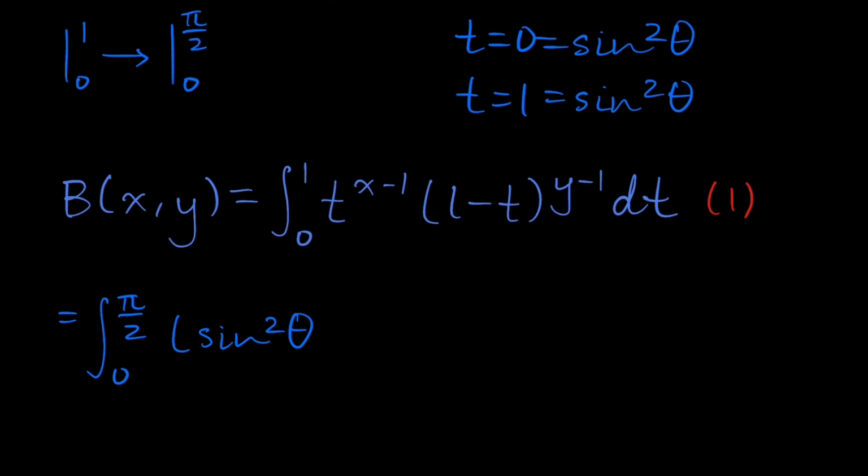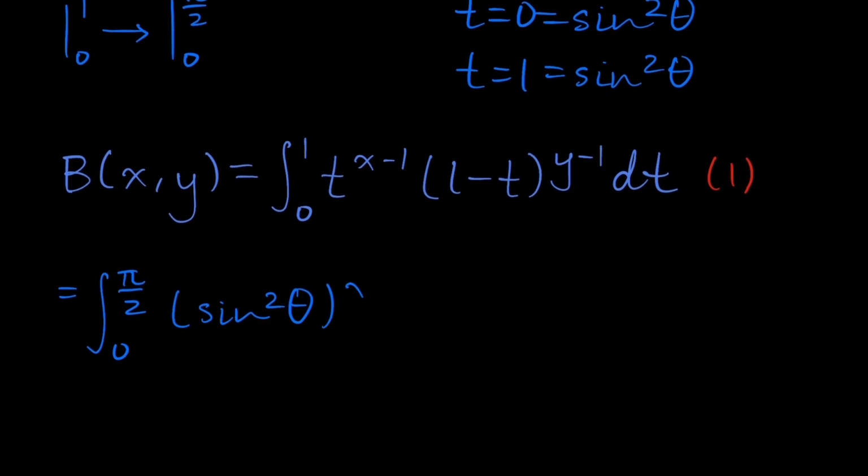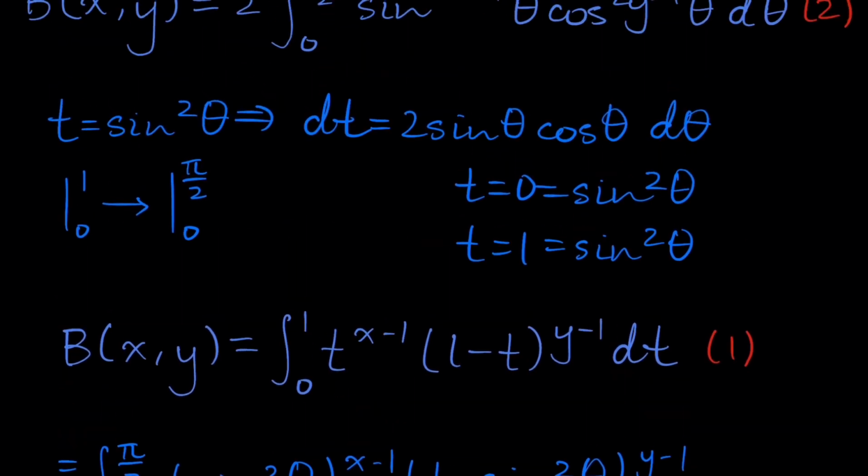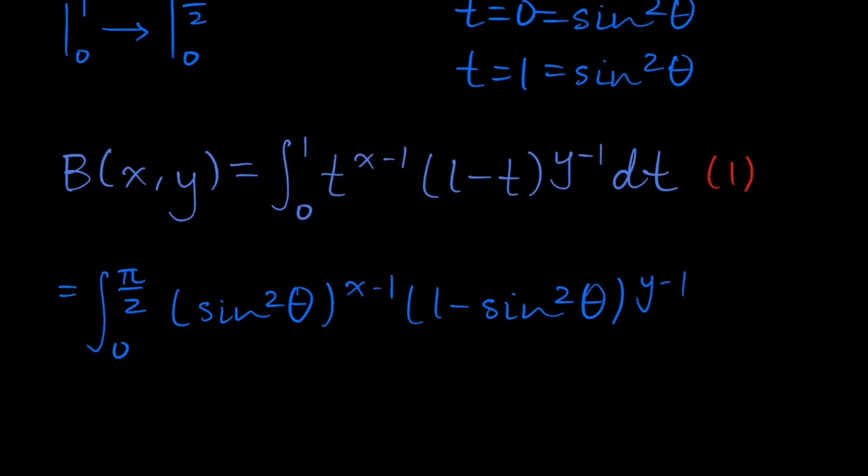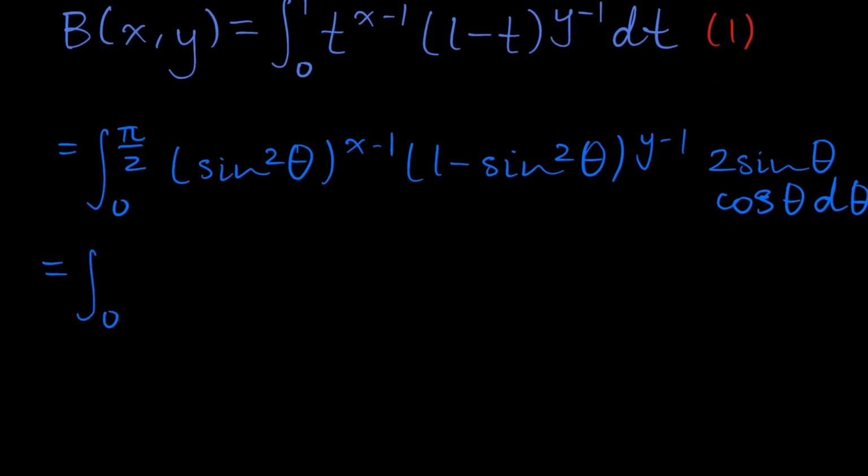We're using a substitution. So sine squared theta to the x minus 1, 1 minus sine squared of theta to the y minus 1, and our extra factor is going to be, well, dt is equal to this, right? So 2 sine theta cosine theta d theta. And now let's just simplify this. All you have to do is simplify using simple algebra, and what you can see is you get our expression over here, which is really fantastic.